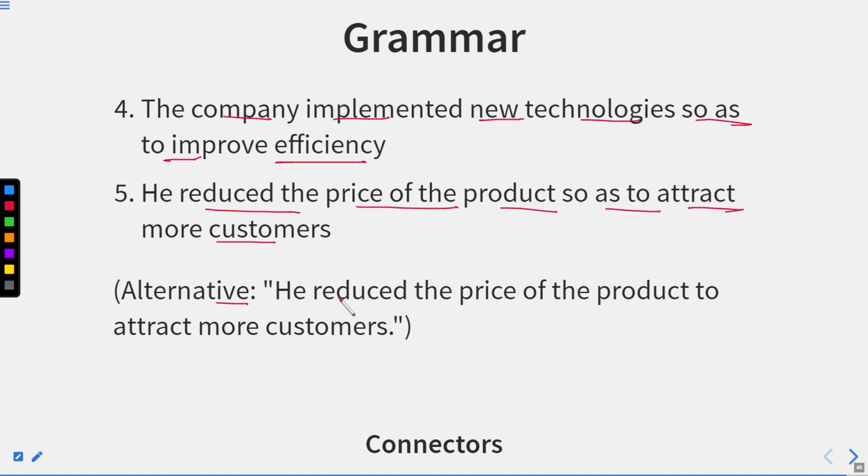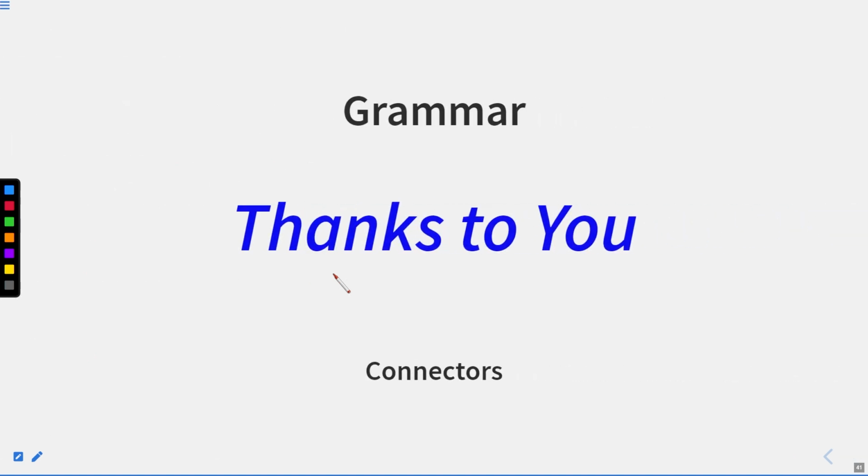Now, alternatively, we can say he reduced the price of the product to attract more customers. So both the sentences are correct. We can use any of these. So we can have the alternative sentence as well. I hope you understood all the sentences very clearly, all the alternatives that have been used. Now, you know well how to use these connectors in your sentences.